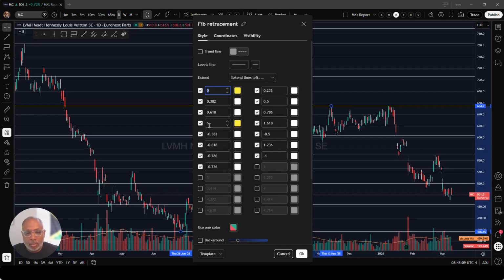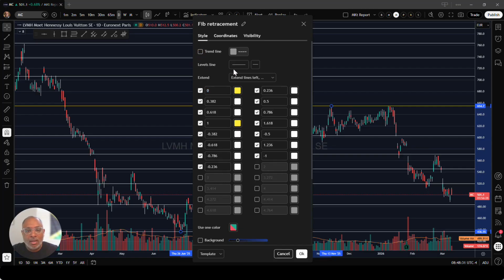But the key thing I want to show is for the number 1, I make mine yellow just so I know this is the start. And then the 0, I make that one yellow as well, since that's the end. So I know the top and the bottom of where I selected it and where I set my levels, right? That's the only color change I make. I take the trend line off. It adds this diagonal line.